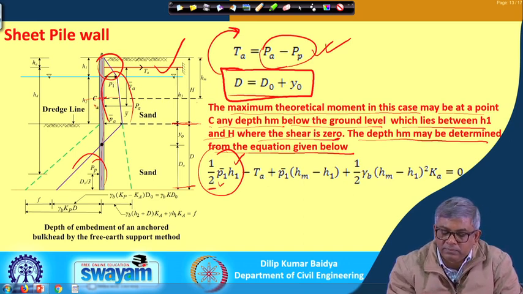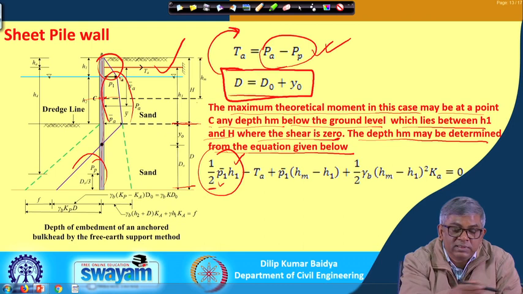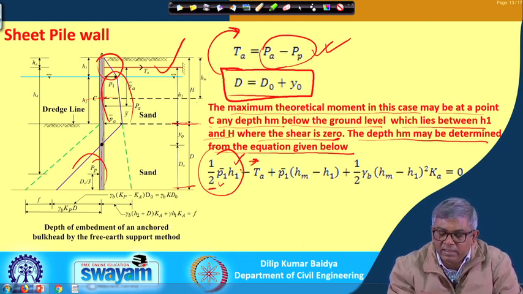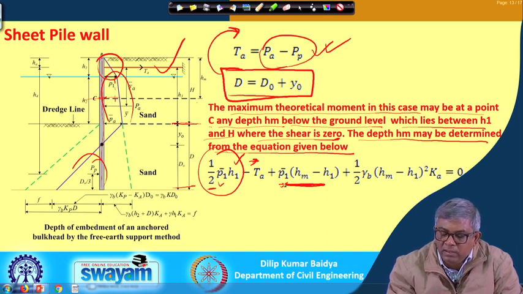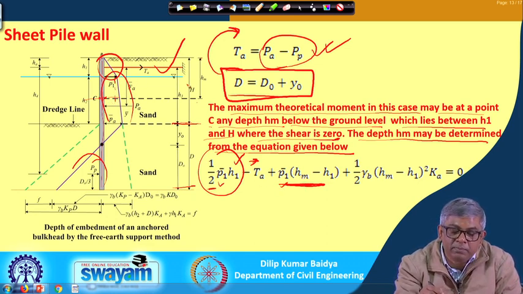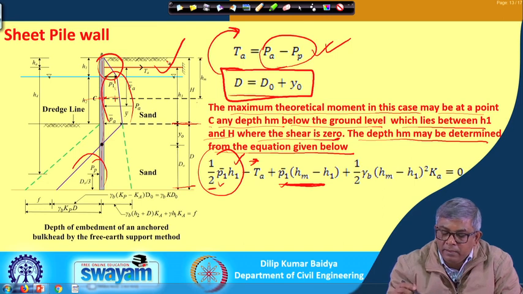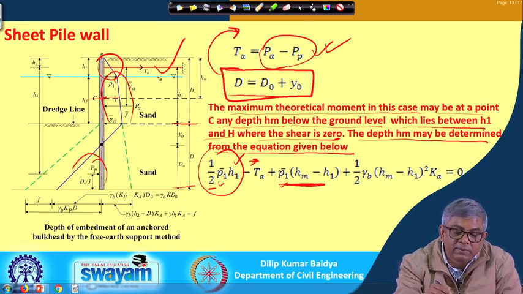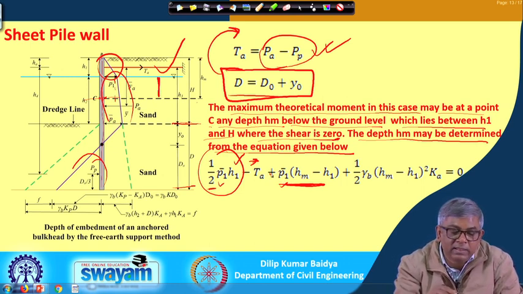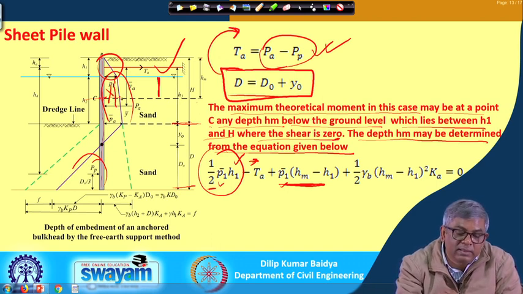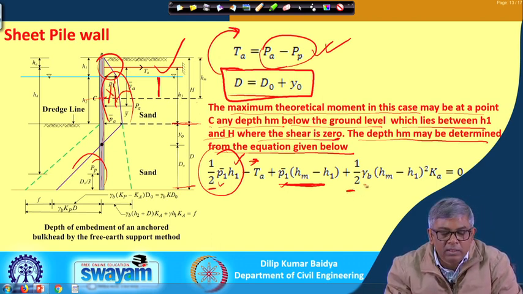Then there will be a trapezoidal part. Before the trapezoidal part, this force is in this direction and the tension force is in the other direction, so it will be minus. Plus this is the rectangle part, P 1 multiplied by H m minus H 1, where H 1 is this one. So H m minus H 1 becomes this depth, multiplied by P 1 bar, we are taking the rectangular area. Then this triangular part will be half gamma b H m minus H 1 square K a.